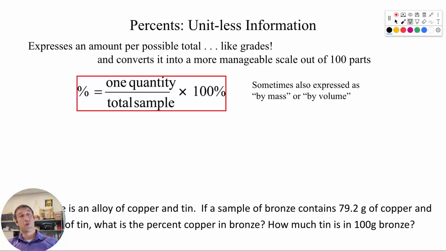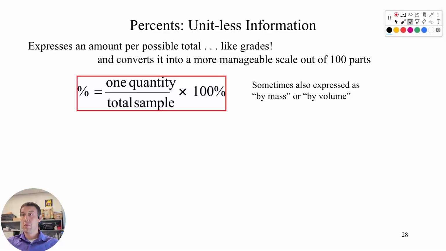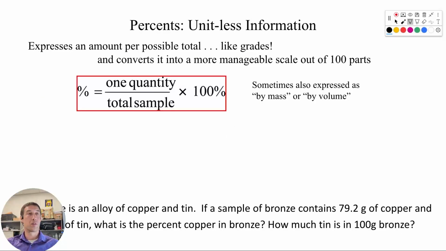Percents. So the first thing we want to be aware of is that percents provide unitless information. Okay, percents are the amount of one thing over the total. So one quantity over the total sample, and this would be what's known as a percent. Be a little bit grumpy here. Oh no, because I forgot to adjust something. So that's our percents.